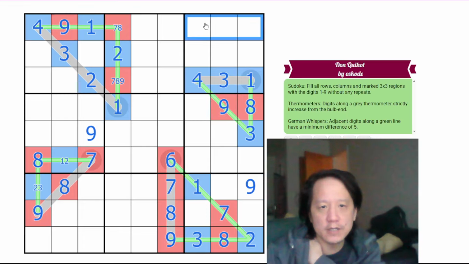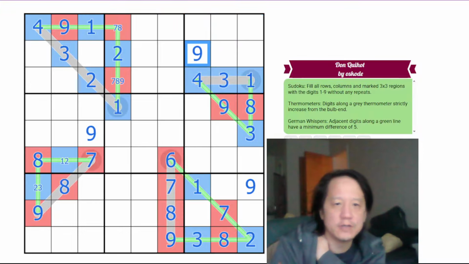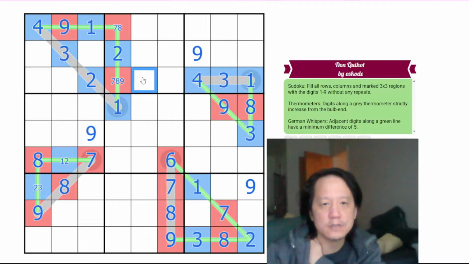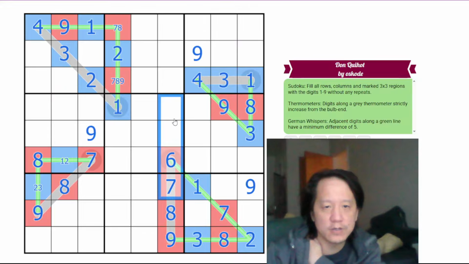Where's 9 in this upper right-hand box? Cannot be here because 9 in the row. Can't be here because 9's in the column. So it has to be here. And where's 9 in this middle box? Cannot be here, here, here. So it's one of these two.